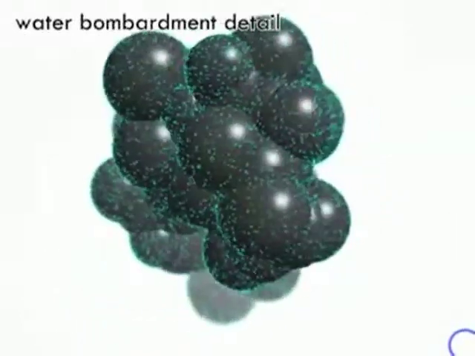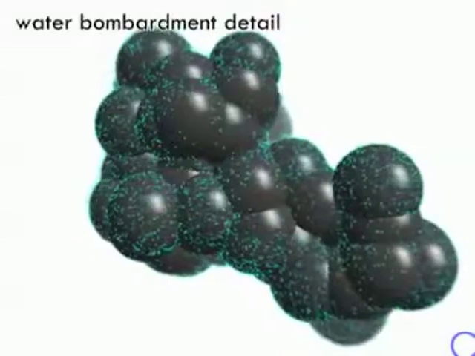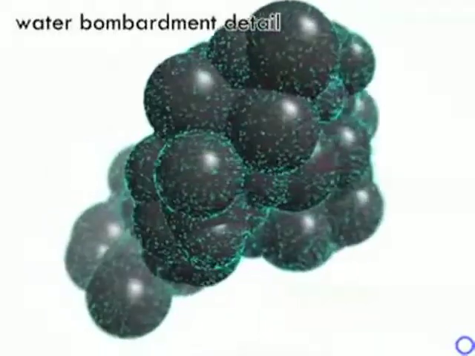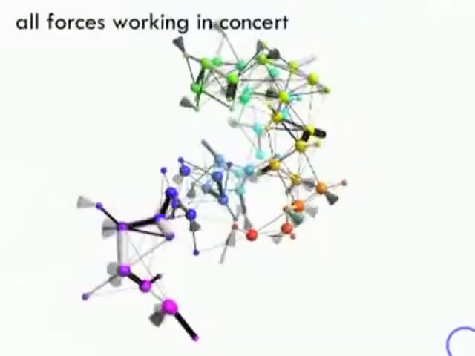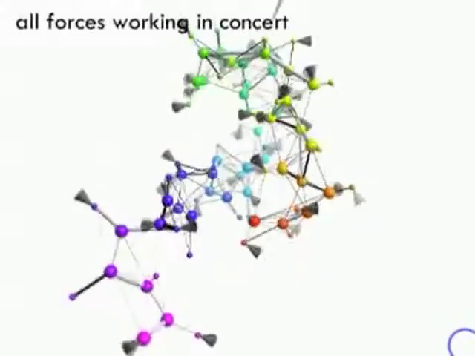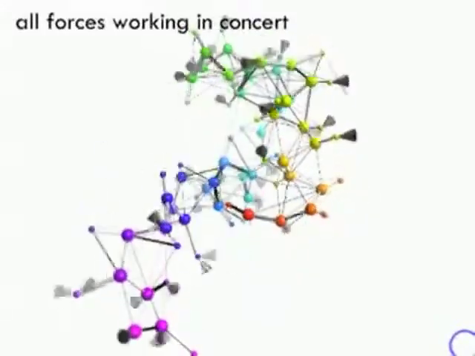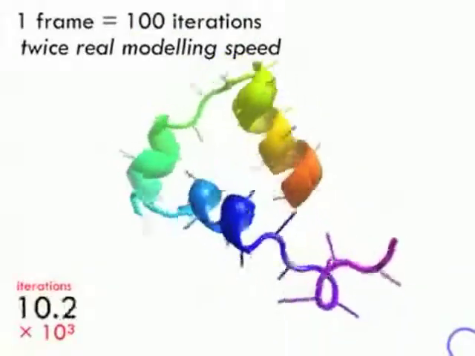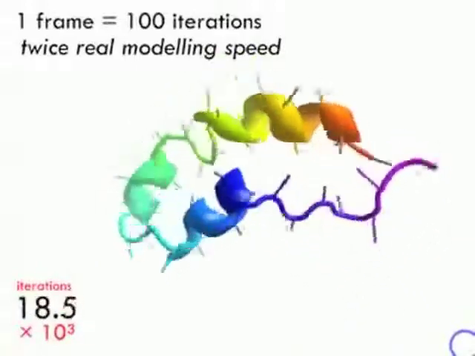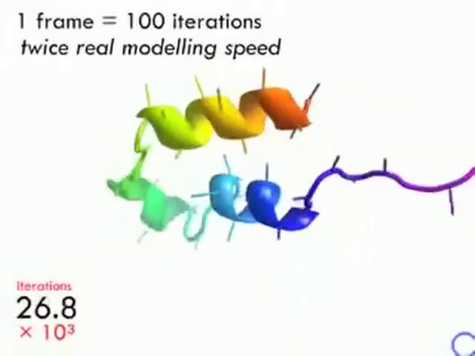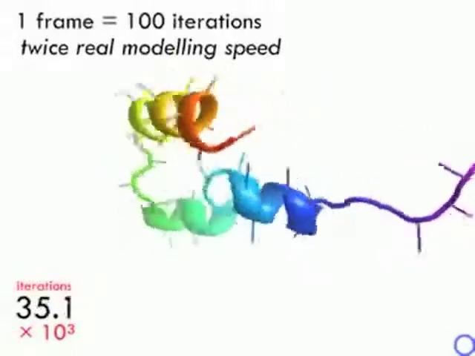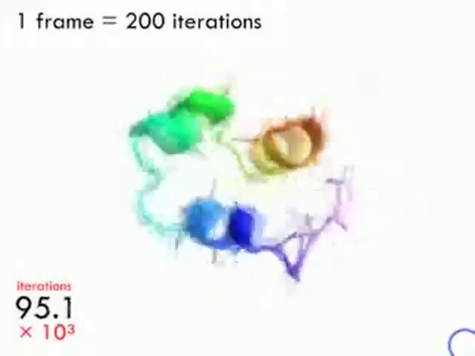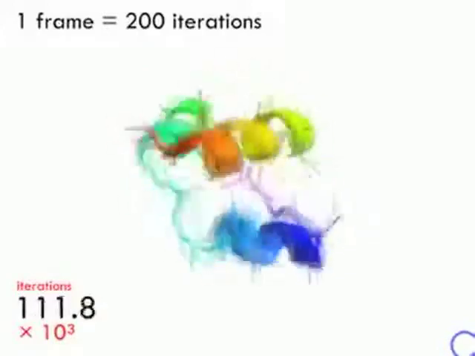Here we see the same molecule, but this time in a surface representation. The small blue dots indicate the parts of the surface being bombarded by solvent over time. Here we can see all these forces working together to drive the dynamics of the protein folding. This is a small all-alpha protein being simulated by Poing and rendered on the screen at twice real modelling speed. And now at 4 times real modelling speed. After some time, the topology of the protein settles down.